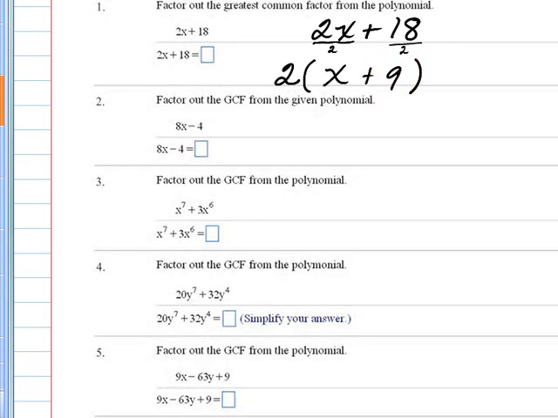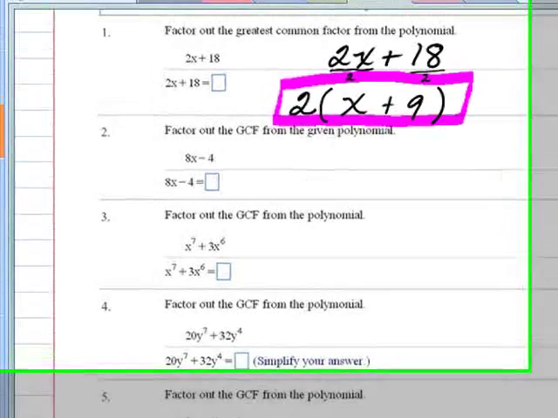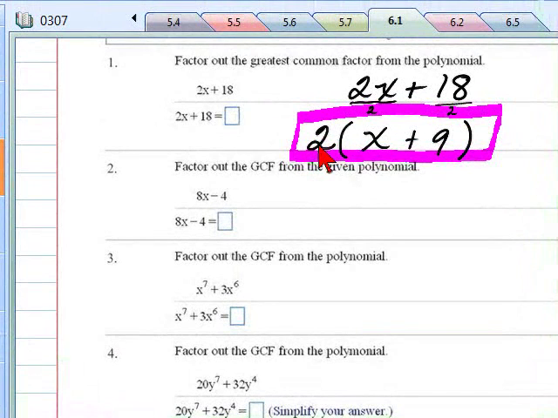I have the prime factors. Although my number is not a prime, I have what are called prime polynomial factors of this original problem. How could you check it? Multiply, use the distributive property. 2 times x is 2x, and 2 times positive 9 is positive 18.